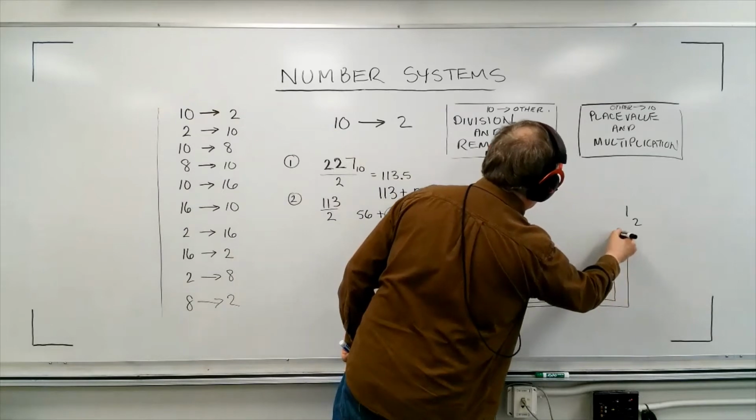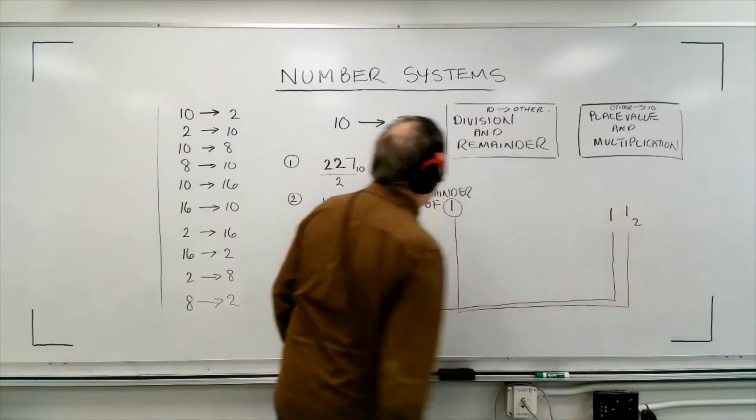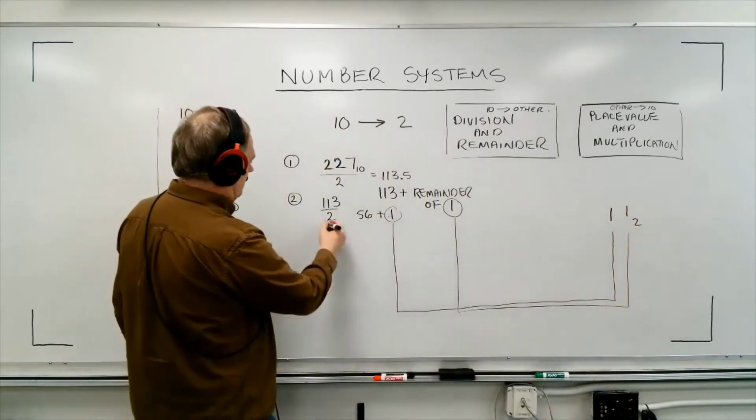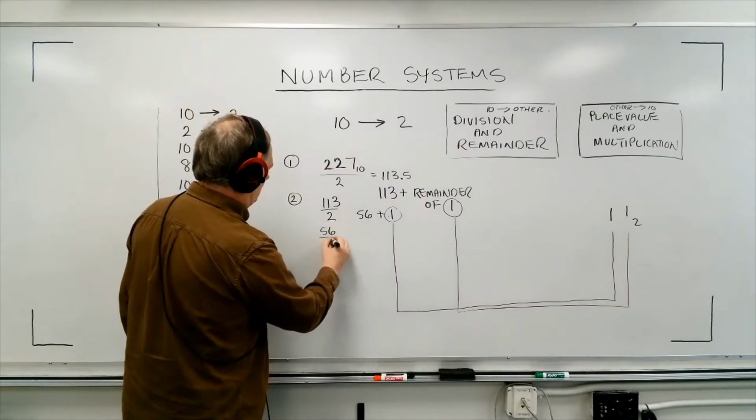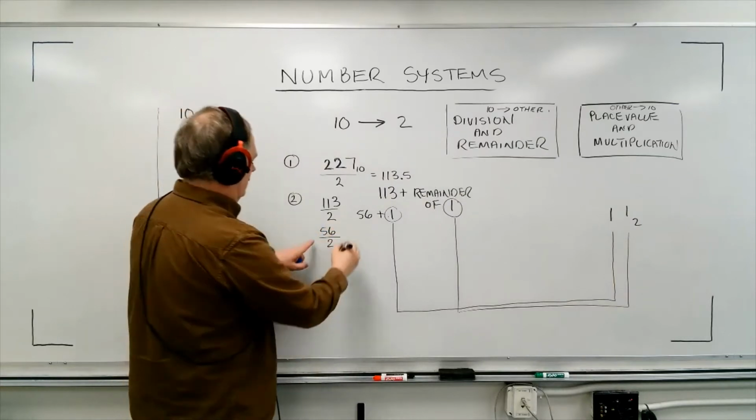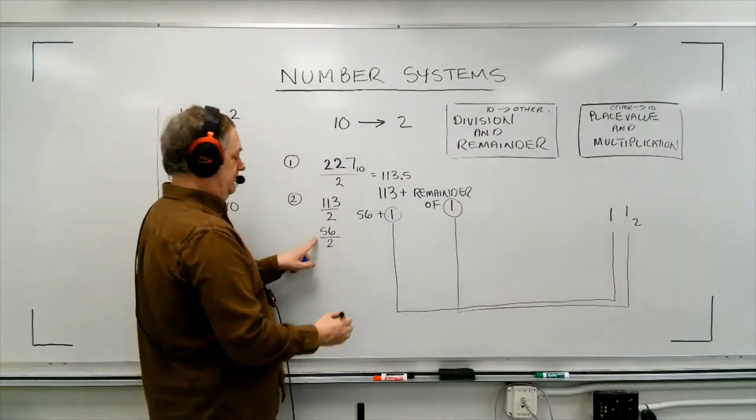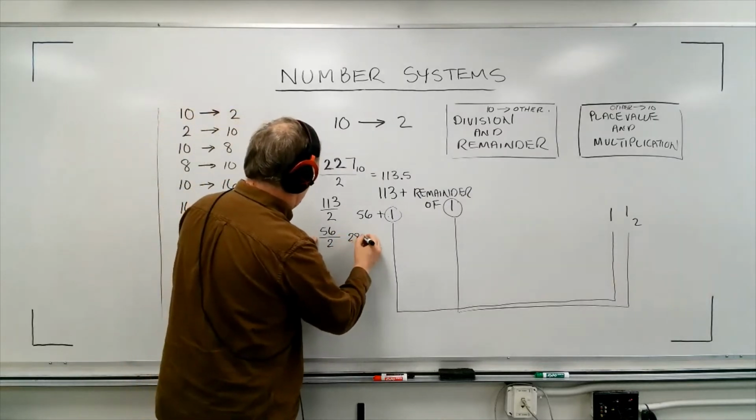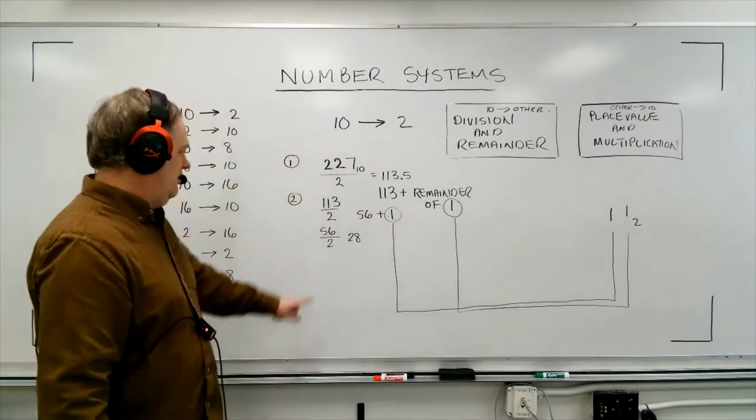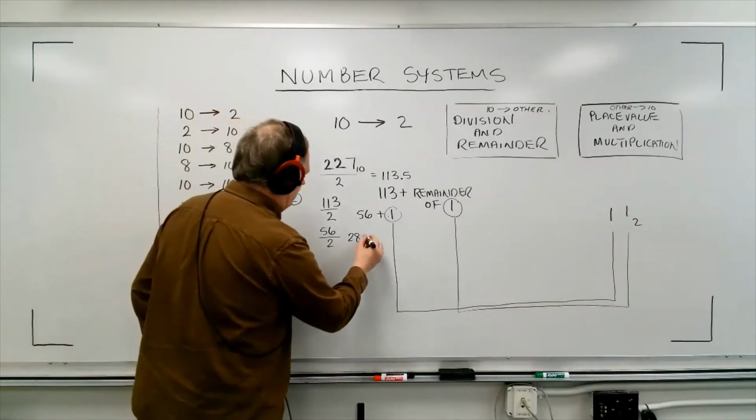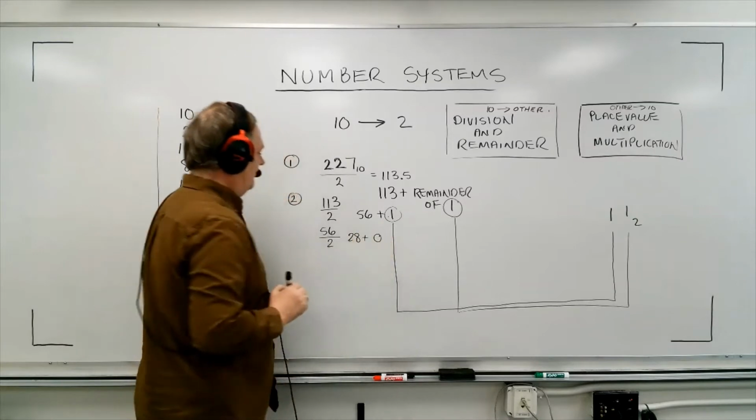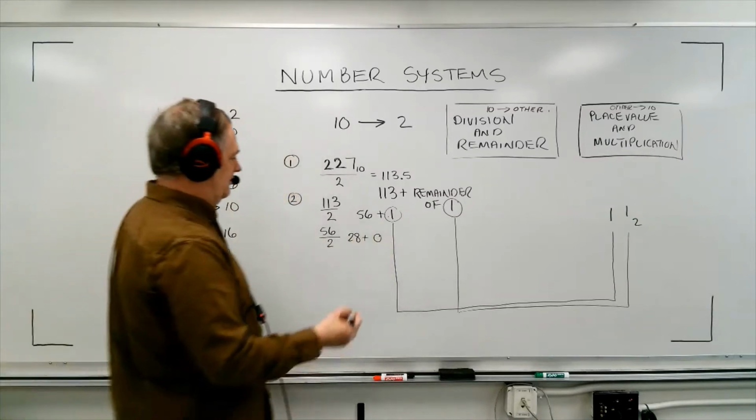I'm going to bring it up right here. Okay, so I got a 1 and a 1. Now I'm going to go 56 divided by 2 is equal to 28, plus 0. Is there any remainder? 28 times 2 is actually 56, so that means that my remainder is actually 0. Now, the remainder is what I'm concerned about.